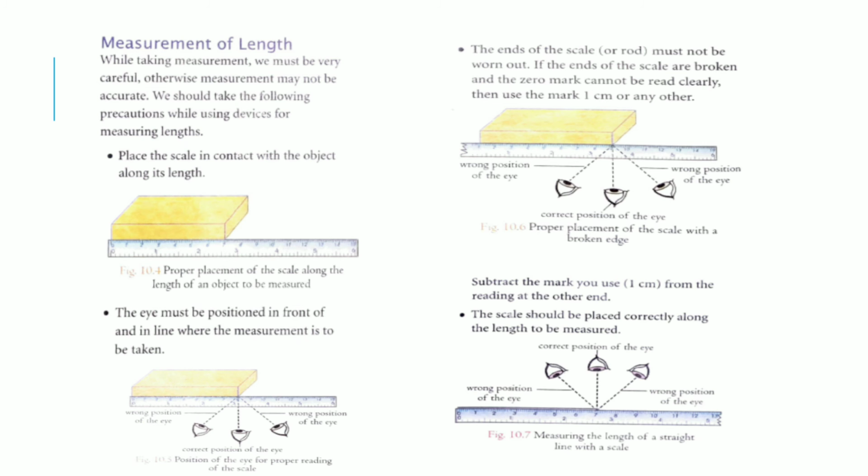In the third picture you see that the ends of the scale or rod must not be worn out. If the ends of the scale are broken and the zero mark cannot be read clearly, then use the mark 1 centimeter or any other. Subtract that mark, that is 1 centimeter, from the reading at the other end. In the fourth figure, the scale should be placed correctly along the length to be measured.